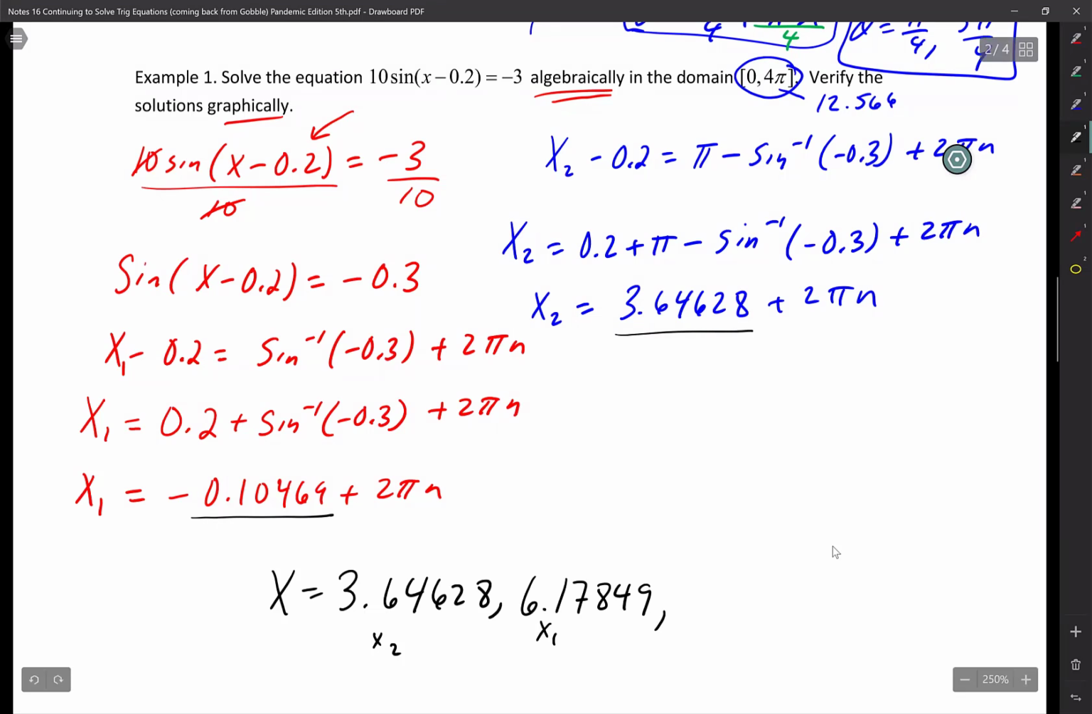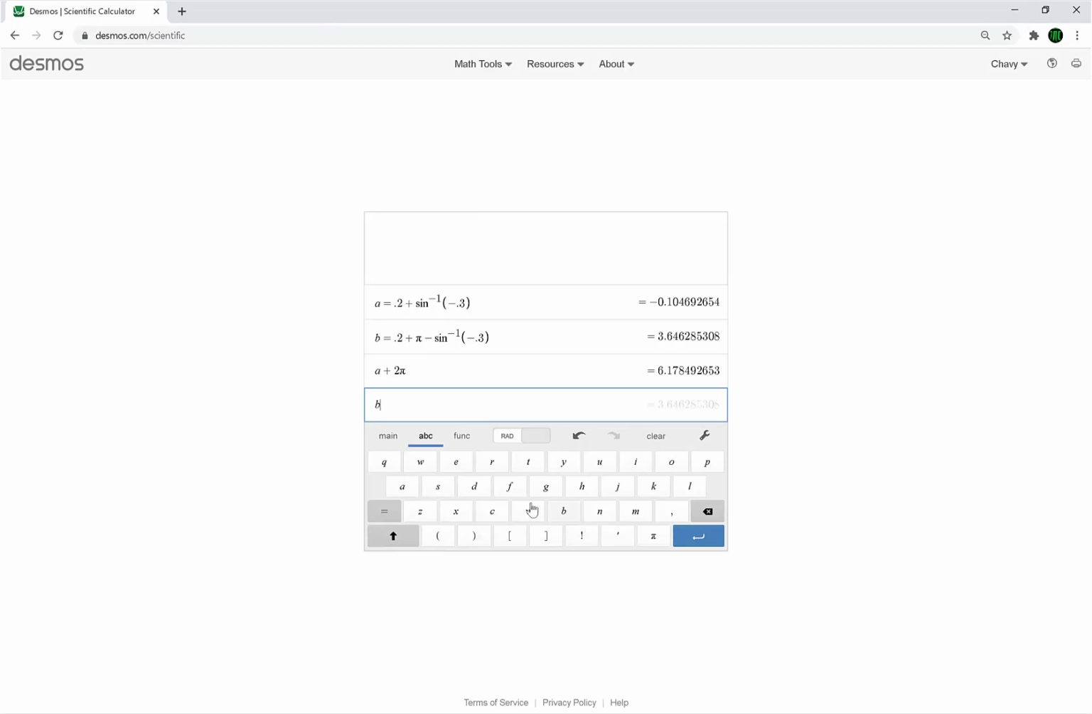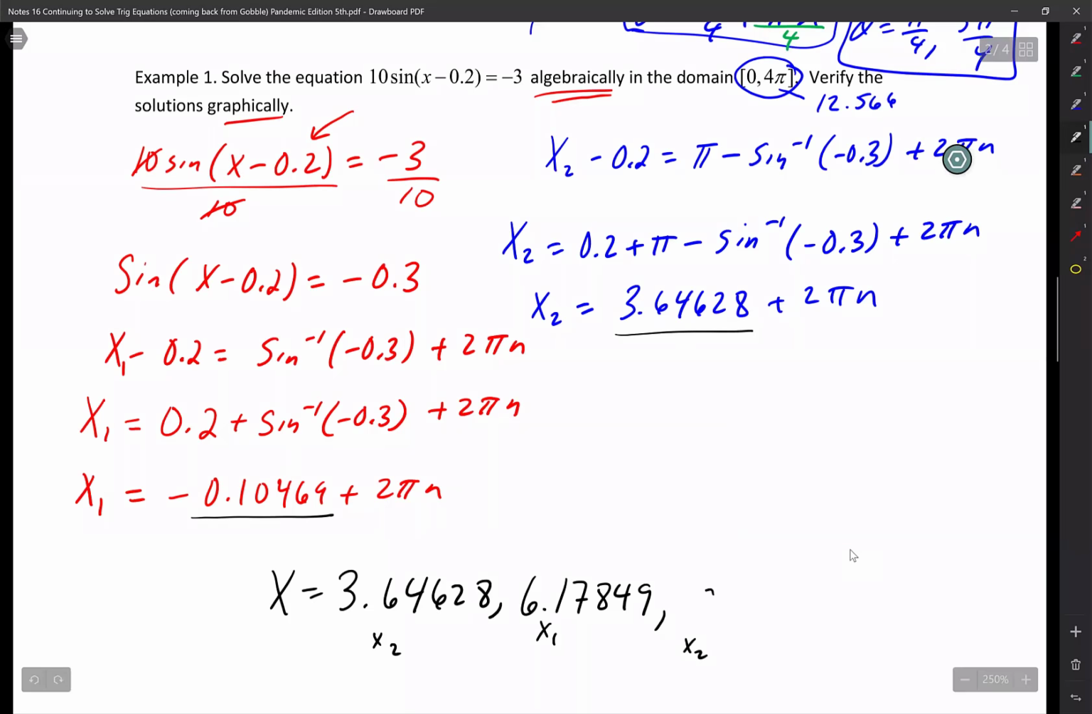Okay. Next one is going to come from x2. So I'm going to take the 3.64628 and I'm going to add 2 pi to it. So I'm going to go back. And here we go, Desmos. I'm just going to push enter on that. I'm just going to go B, because remember I had it saved as B there. So B plus 2 pi. And there it is, 9.9294. So 9.9294, comma.